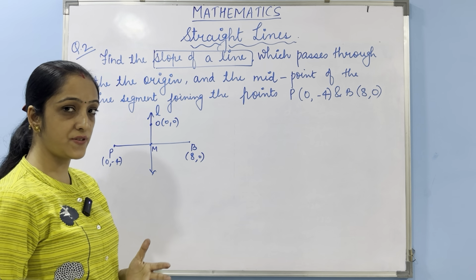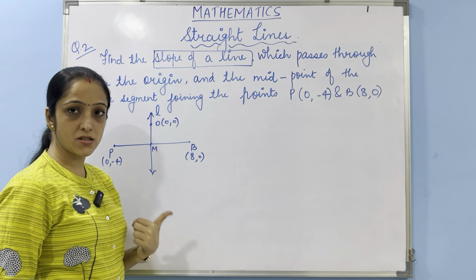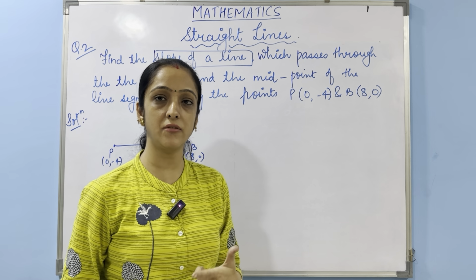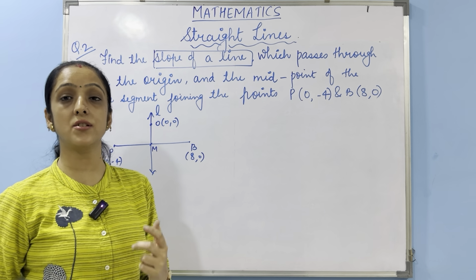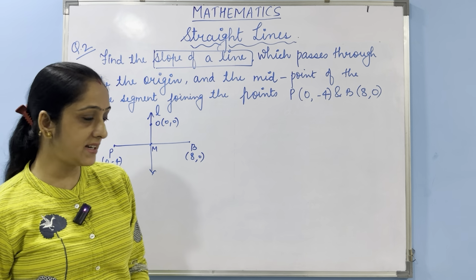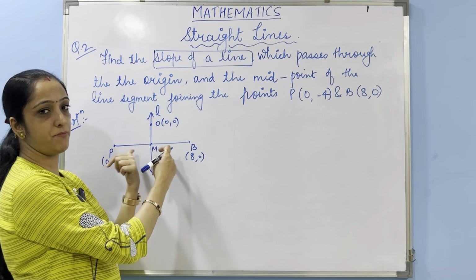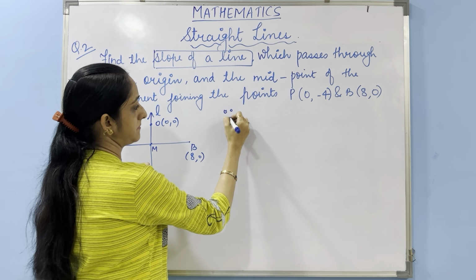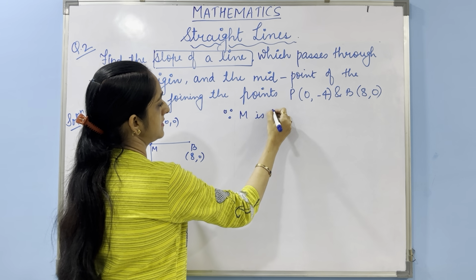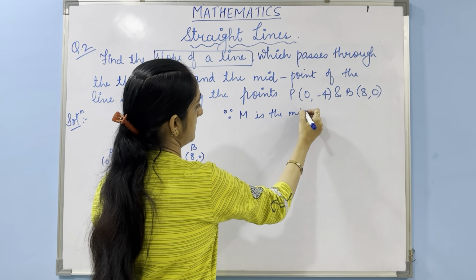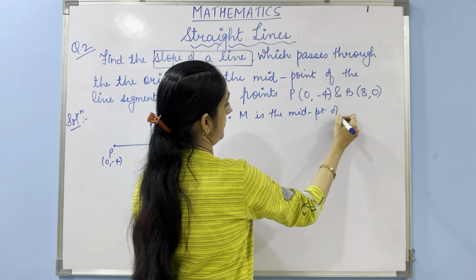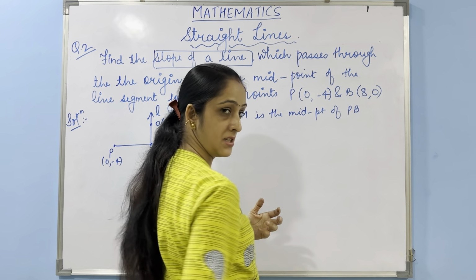Okay, so let's see how to find the slope. In order to find the slope, if one of the points is given, we need to find the coordinates of the second point, and the second point is the midpoint of PB, right? Since M is the midpoint of PB, right?